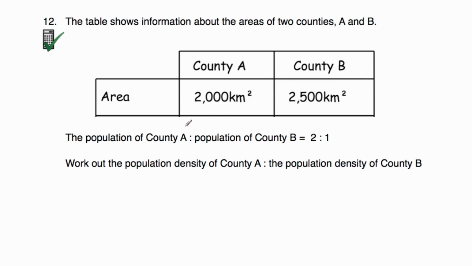And we're then given a ratio, and the ratio says the population of County A to the population of County B is equal to 2 to 1. So that means that the population of County A is double the population of County B. For every one person in County B, there's two people in County A.